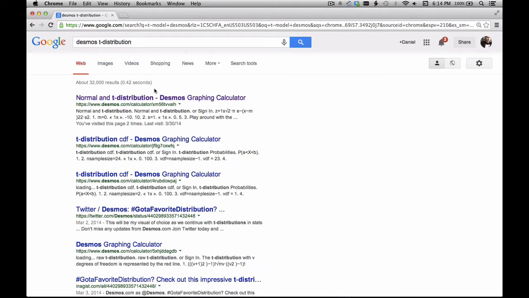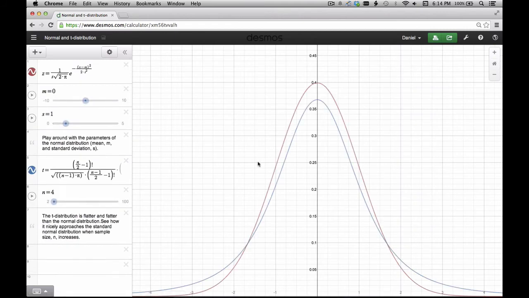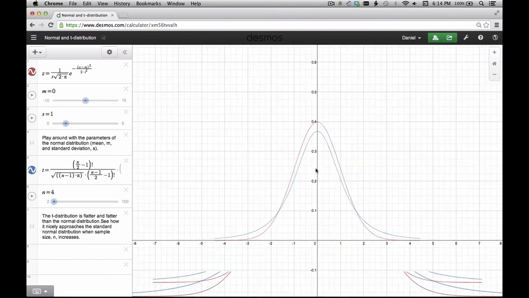Desmos T distribution, that works. Okay, so if we look at this picture right here, in the red we've got our familiar normal model, and in the blue we've got a T distribution. Now what do you notice? The T model is still unimodal and symmetric.